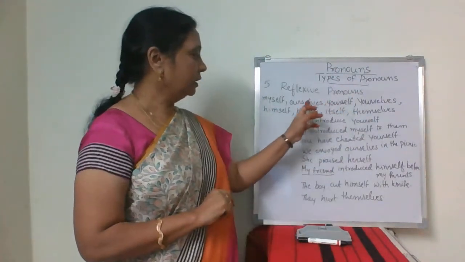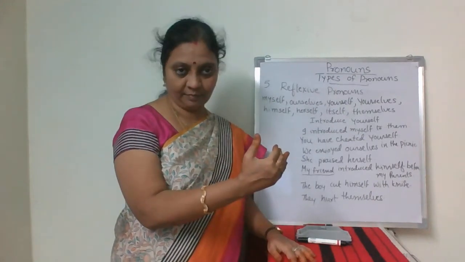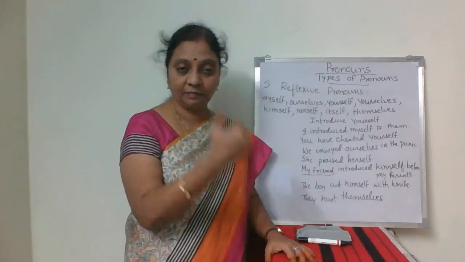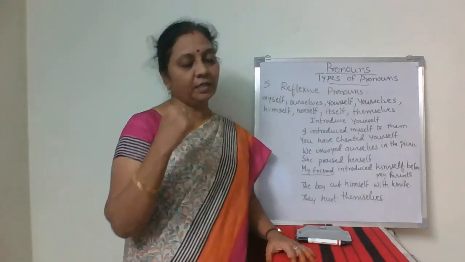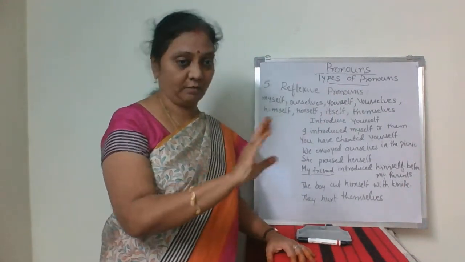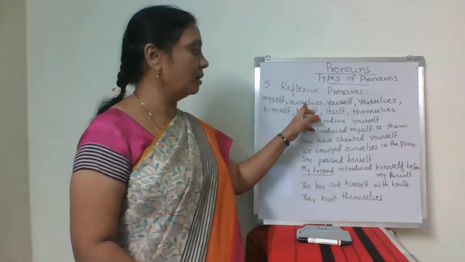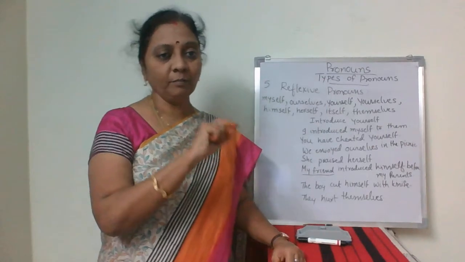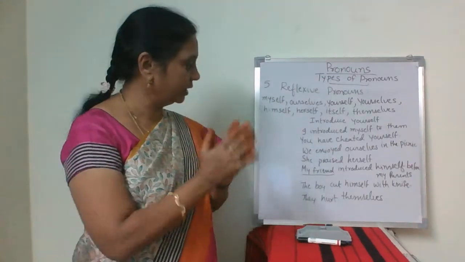Then we, ourselves. He, himself. She, herself. It, itself. They, themselves. So wherever plurals are there, see ourselves, yourselves and themselves, they are in plural form. VES we are using. Okay, clear?